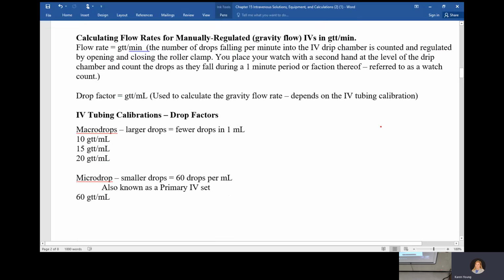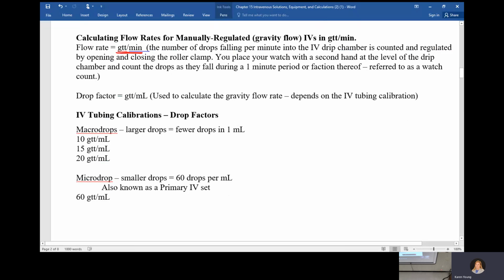So we're still calculating flow rate, but we're moving on from using an infusion pump to using gravity flow, okay? This has no pump involved. It's the flow rate calculated in drops per minute. The GTT is the abbreviation we use for drop.